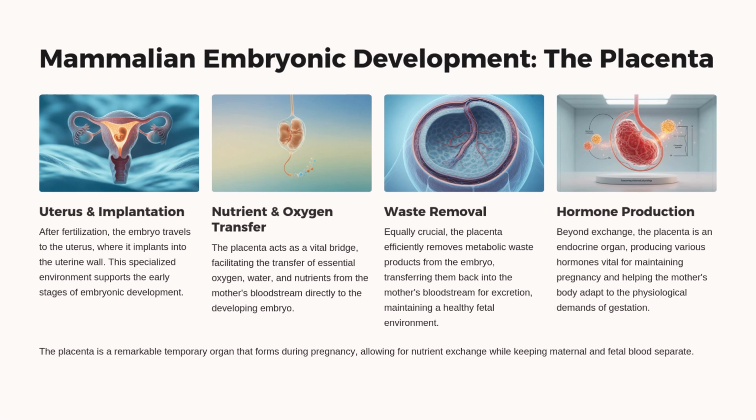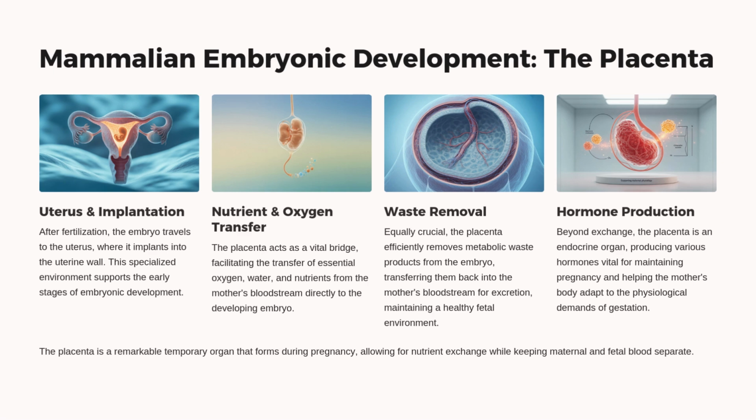Mammalian embryonic development, the placenta. Uterus and implantation. After fertilization, the embryo travels to the uterus, where it implants into the uterine wall. This specialized environment supports the early stages of embryonic development. Nutrient and oxygen transfer. The placenta acts as a vital bridge, facilitating the transfer of essential oxygen, water and nutrients from the mother's bloodstream directly to the developing embryo.